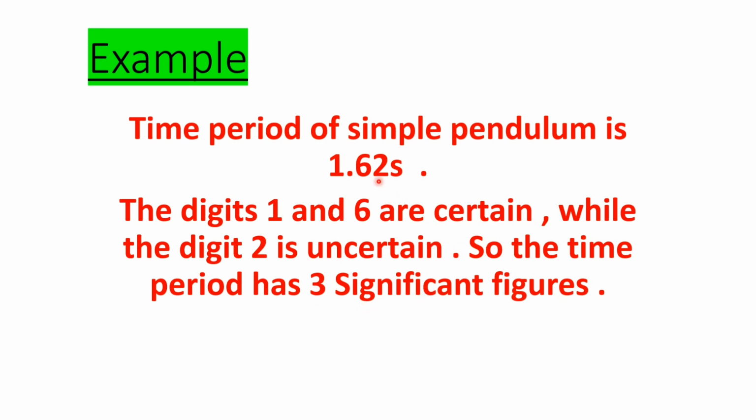So 1 and 6 are certain digits. I am very much sure about those digits. 2 is uncertain for me. So together they are called significant figures. Is this clear? So how many significant figures are there? Here there are 3 significant figures.